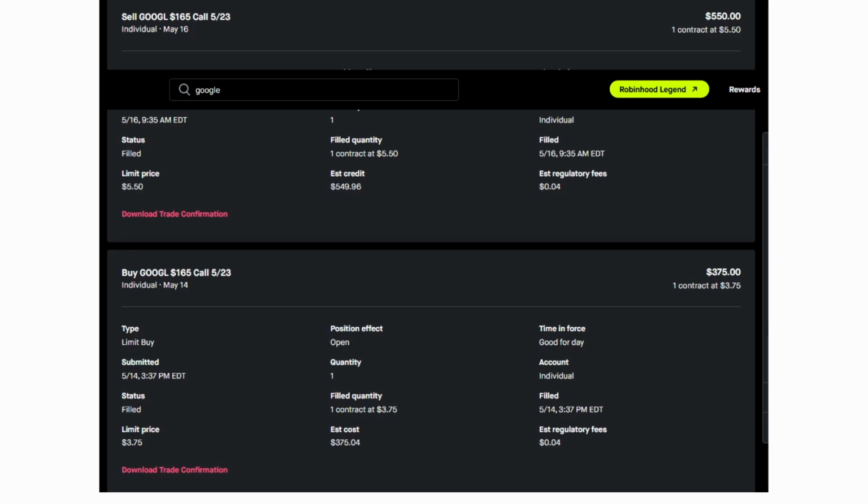All right, I'm going to show you one last one. This one is Google. I bought this back on May 16th. I bought one contract for $375, and around 3:37 p.m. I sold this. Looks like 2 days later for $549, for a little over $150 gain. So that's it for today.